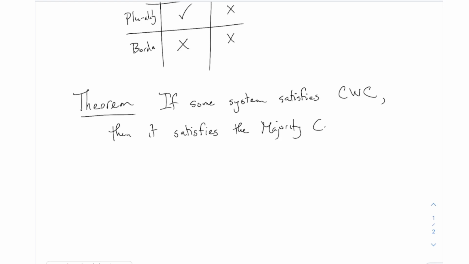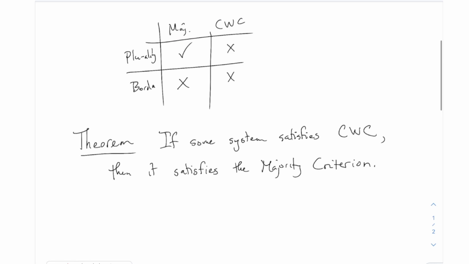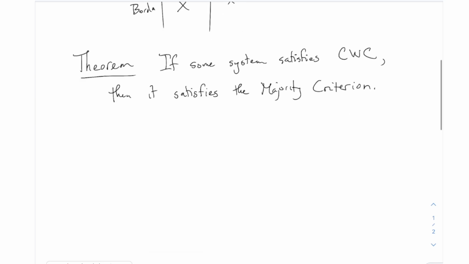Let's see if we can explain why that is. If it satisfies the Condorcet winner criterion, then automatically it satisfies the majority criterion. You have to imagine some system. I'm not telling you what it is, plurality or Borda or anything else you could imagine. Imagine that it does satisfy Condorcet winner. We want to explain why it does satisfy the majority.